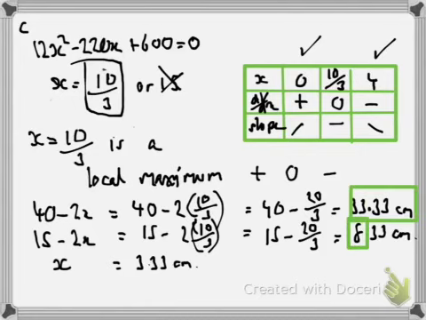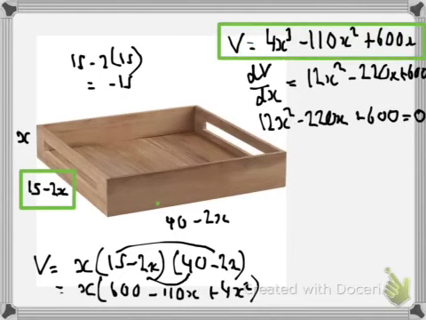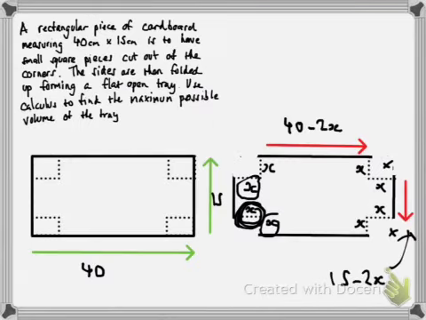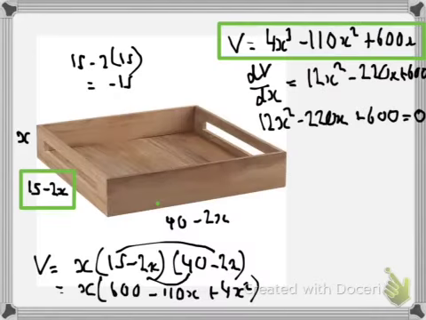Now if we wanted to work out the maximum volume here, there's two ways of doing it. We can put 3.33 back in the equation for volume, which is this one here, and find the answer using our calculator. Or, probably easier, is just to multiply those three values together: length times width times height. So there's a couple of examples for volume. One was a box question, the other one here was a tray question. Two standard sort of volume questions involving applications of calculus.